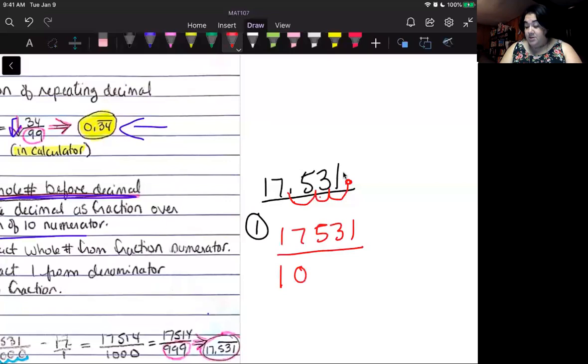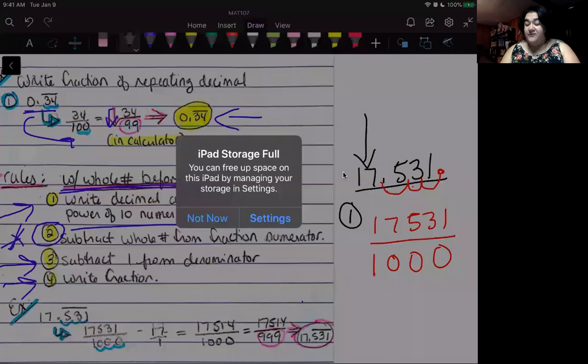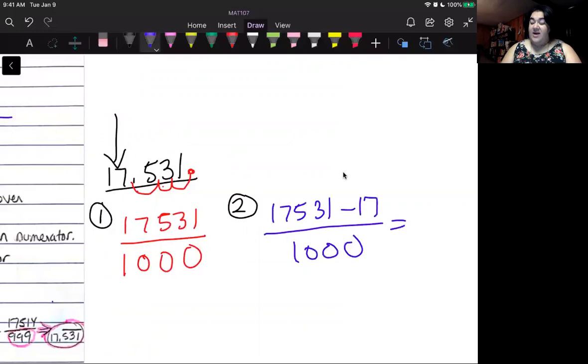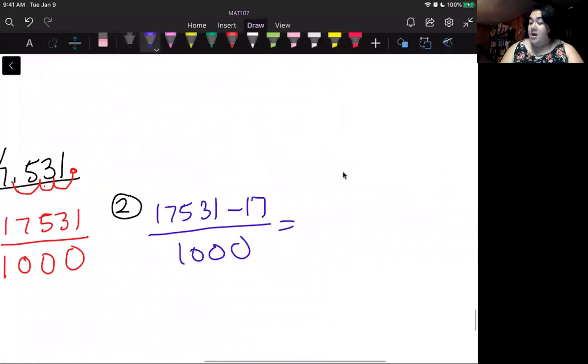Now, step 2 says that because this had a whole number in the decimal form, I now have to subtract the whole number from the fraction numerator. So that's what I'm going to do. So we're rewriting this as 17,531. It says subtract the whole number minus 17, and we're still over 1,000, right? That gives me 17,531 minus 17. If you put it into your calculator, it gives you 17,514. So it gives you 17,514 over 1,000. That was the additional step 2.